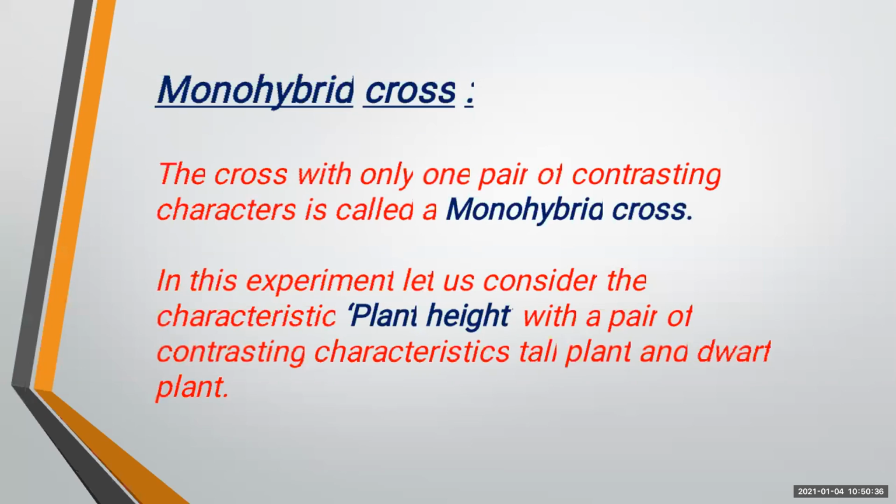You can take another example also, for example, round and wrinkled seed. If you are studying inheritance of the round and wrinkled seed, what kind of seed is going to be there in the next generation, and in the following generation, that is called a monohybrid cross, right? So the cross with only one pair of contrasting characters is called a monohybrid cross. In this experiment which we are going to study, let us consider the characteristic plant height with a pair of contrasting characters, that is tall plant and dwarf plant.